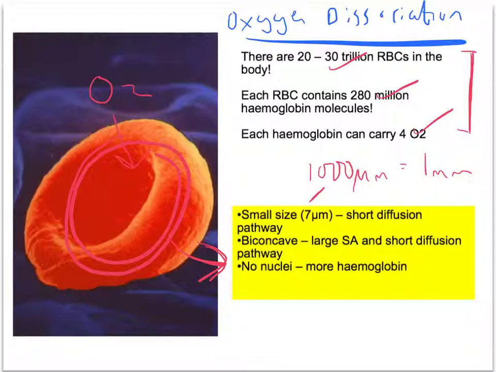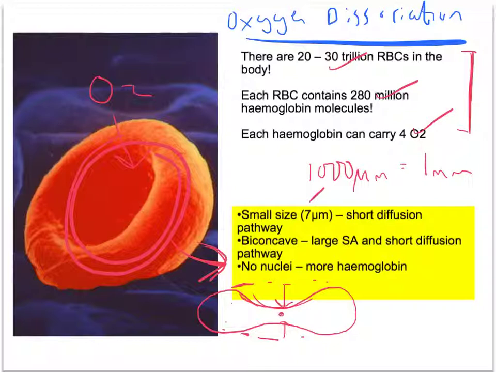It's biconcave, it's got that biconcave shape. If we just look at it sideways, like this, that provides a large surface area and a short diffusion pathway. If it was spherical like this, any hemoglobin in the centre would have this much larger distance for the oxygen to diffuse into it. Being biconcave means any hemoglobin is never far away from the membrane of the red blood cell. And finally, no nucleus, therefore there's more space for hemoglobin.